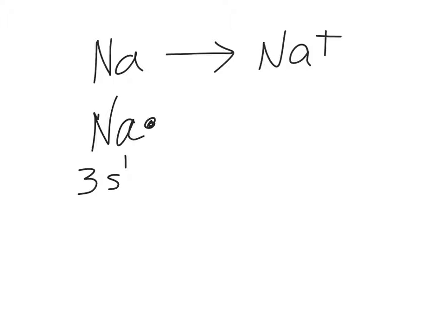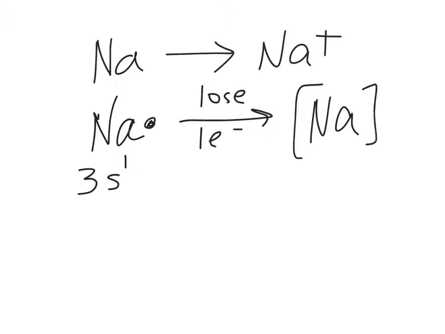Then we know that to form the sodium cation, I'm going to lose one electron because that will empty out energy level 3. So it's no longer half filled, or in this case, just one electron in it. And so now when I lose that one electron, I can write the dot model for the sodium cation, which looks like this.